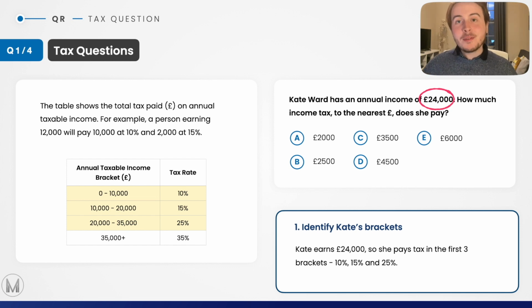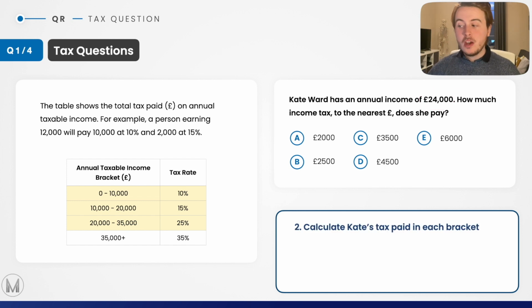So next thing we want to do is calculate how much tax she is paying per bracket. So the way that we do this is look at each bracket in turn and think about how much money does she have within that bracket. So for the first one, she has the full 10,000. So that means she is going to pay 10% on the first £10,000 of her earning, which is going to mean for the first bracket, she pays £1,000 tax.